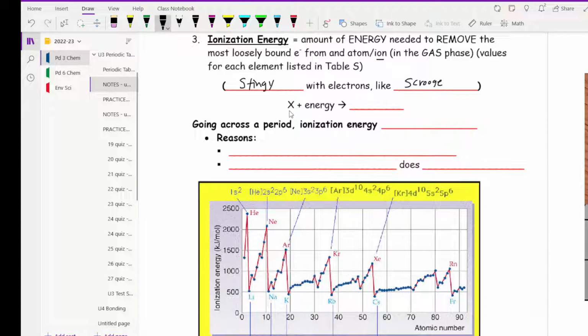So if you have an atom and you add energy to it, and then that atom becomes an ion, so it takes on a charge, and in this case a positive charge because it loses an electron, that amount of energy is what we call the ionization energy. Going across the period, I think I showed it to you, the amount of ionization energy increases.